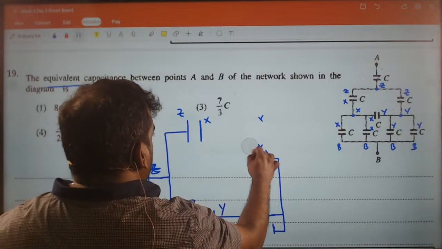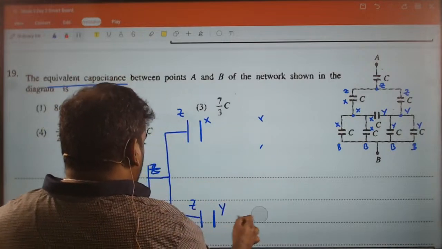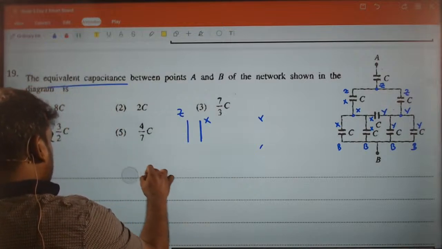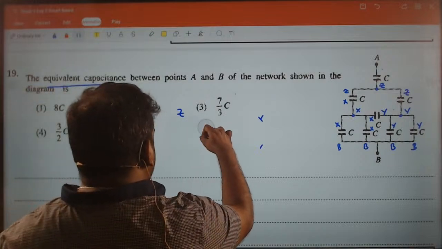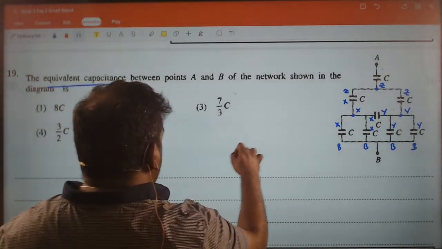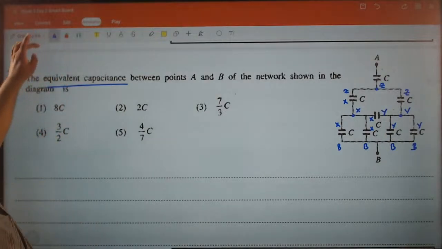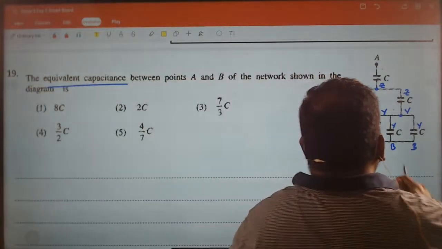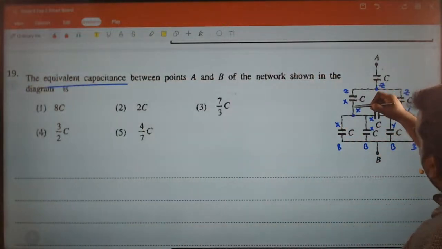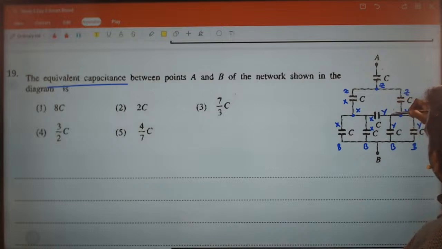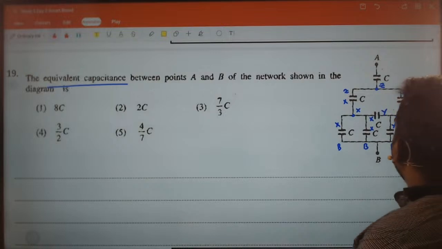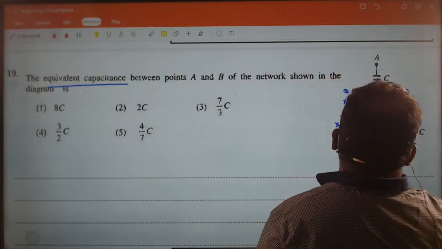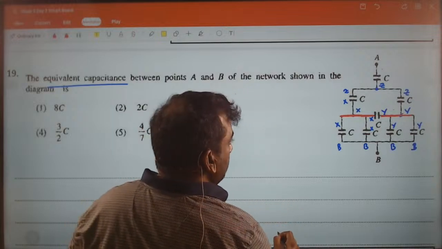Let me draw this in a different way for you. This looks a bit complicated. Simpler notation. Look at the board. From this itself, can I connect this to here and here? Can connect. Non-resistor. I can connect. So let me draw.